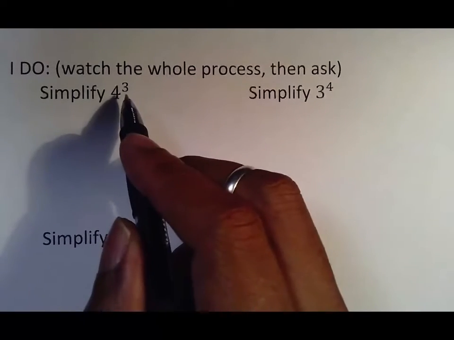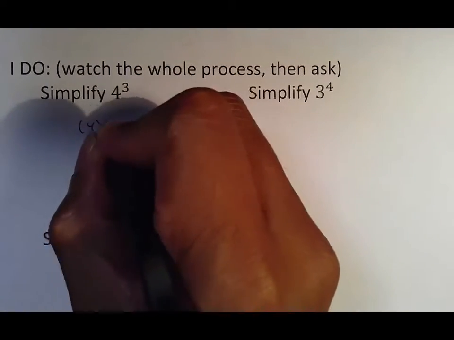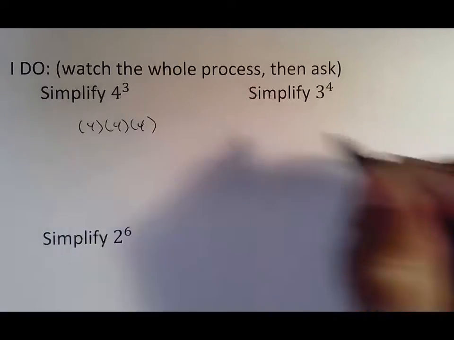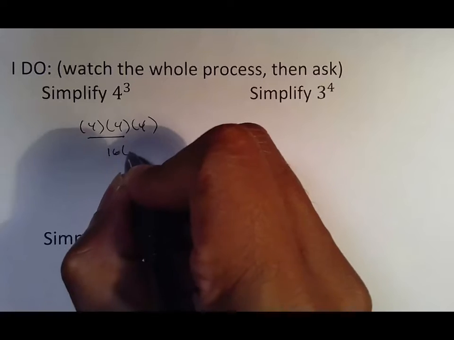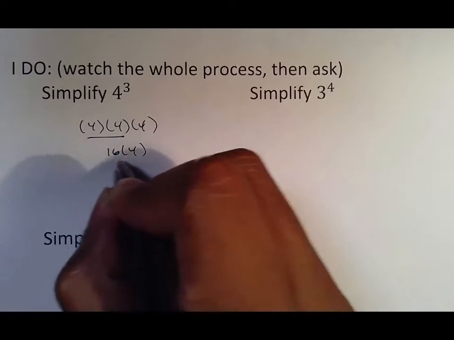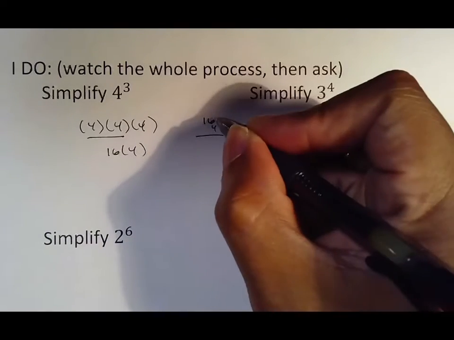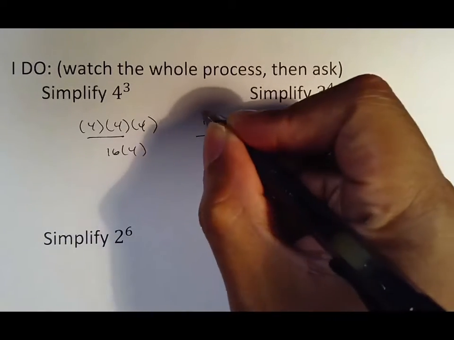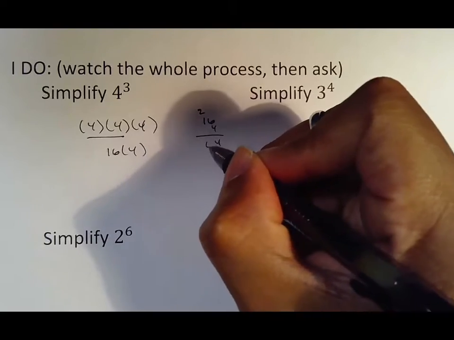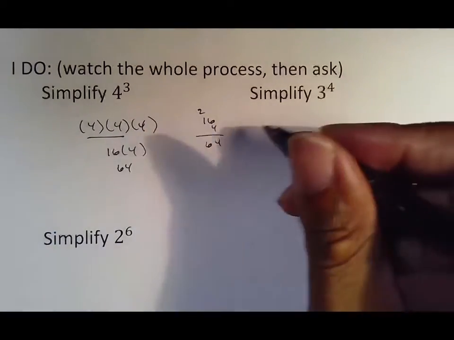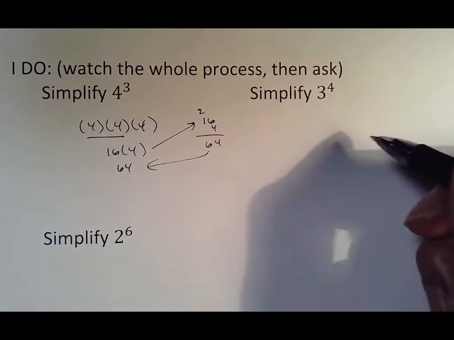Simplify 4 to the third. Remember that this is an exponent. It does not mean 4 times 3. It means 4 times 4 times 4. So I have to do what's in front, 4 times 4, which is 16, times 4. I don't know what 16 times 4 is, so I'm going to go off to the side and do 16 times 4. 6 times 4 is 24, carry the 2. 4 times 1 is 4 plus 2, which is 6. That means that this is 64. Notice how we went over to do our scratch work. Once we got it, we brought it back.